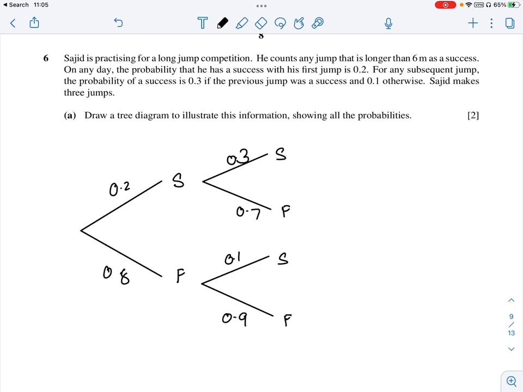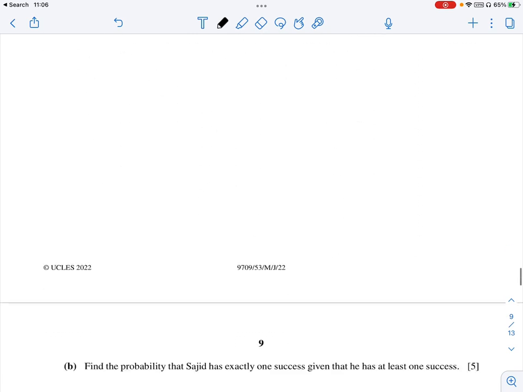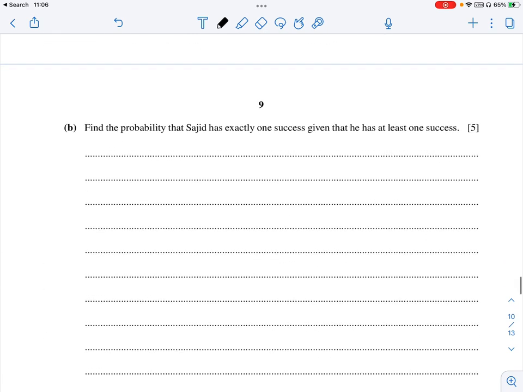Sajid makes 3 jumps. Success after success will be 0.3 and 0.7. Success after failure will be 0.1 and 0.9. 3 jumps have been made. Draw the tree diagram. We have drawn the tree diagram. Then find the probability that Sajid has exactly one success, given that he has at least one success.